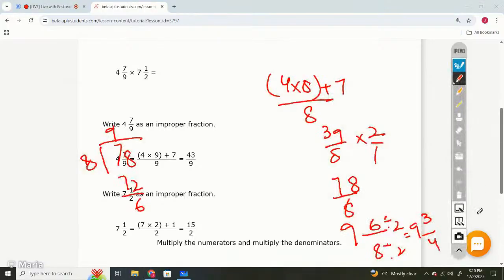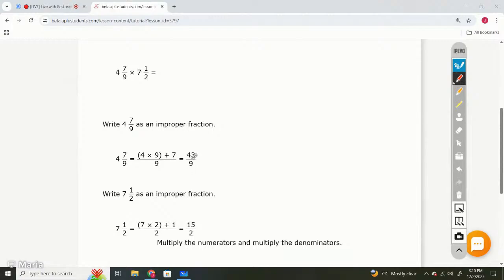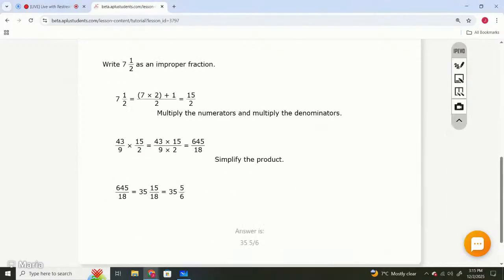Convert both the fractions to improper fractions, right? And then you have to multiply them. So 4 whole 7 over 9 is 43 by 9 and 7 whole 1 by 2 is 15 by 2. Then you need to multiply numerator times numerator and denominator times denominator, and then you have to simplify.